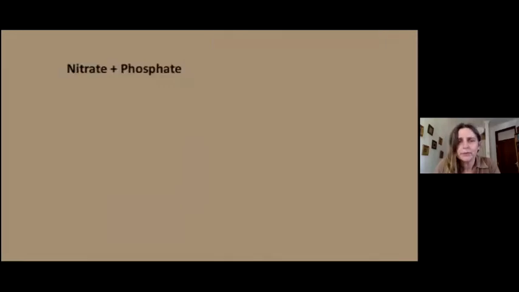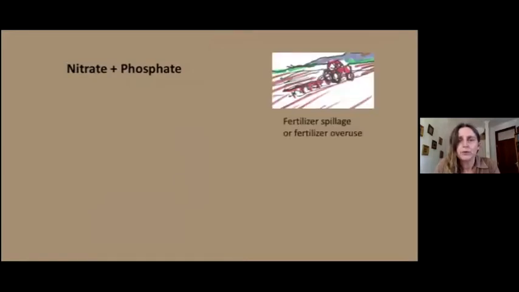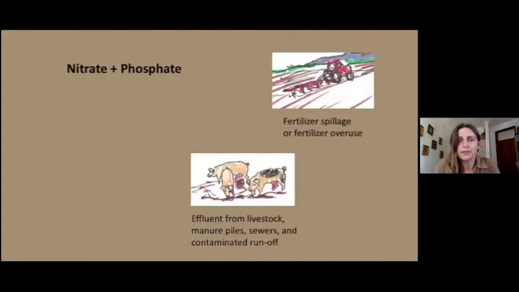The second most common contamination stems from nitrate and phosphate, which is caused by, as you said, fertilizer overuse or spillage, but as well from livestock, uncovered manure piles, defective sewers, and contaminated runoff.